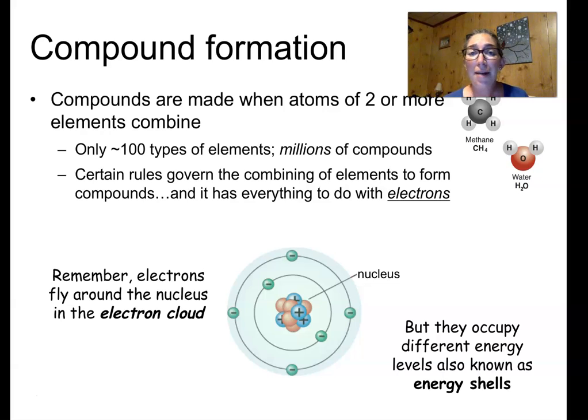All right, so compounds form when atoms of two or more elements chemically combine. So elements, if we look at the periodic table, you'll see there's about 118 different elements. This one's a little bit dated, so it only goes up to 109. But there's about, I think, 118 now. There are, however, millions of different compounds.